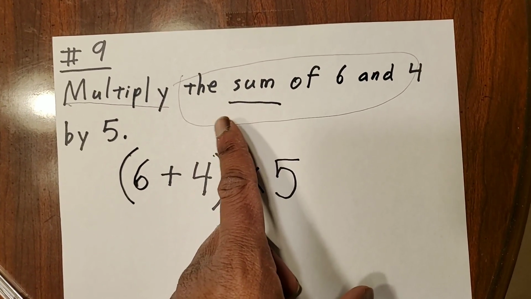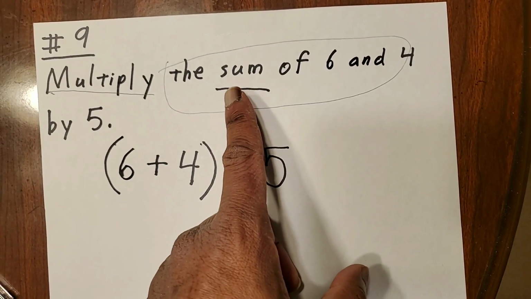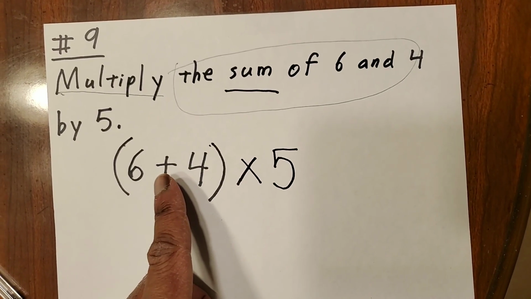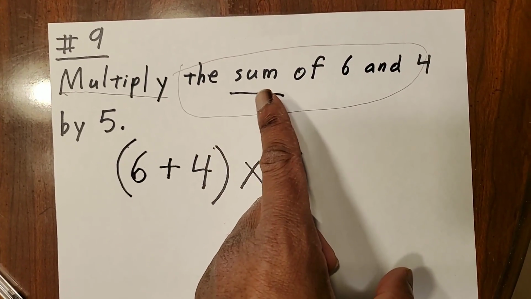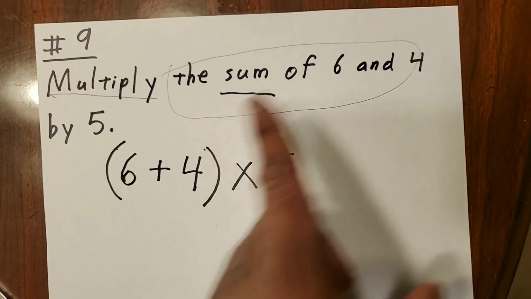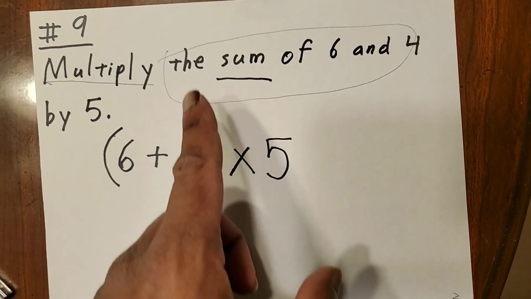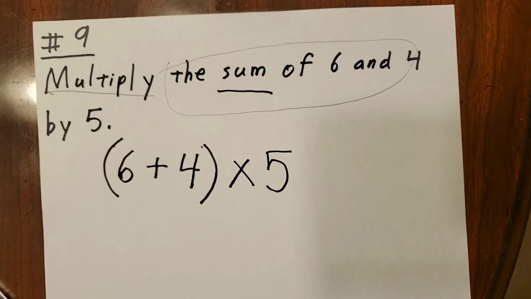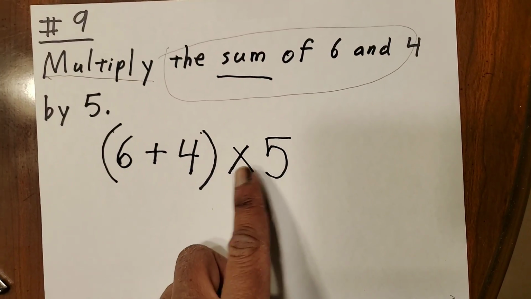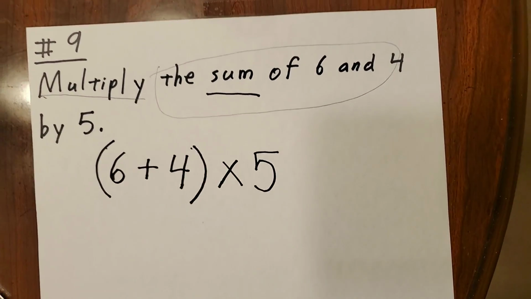What did it say to multiply? The sum of 6 and 4. It says sum. So what's going to go in here? The addition sign. And what are we going to add? The sum of 6 and 4. So 6 and 4 goes here. So multiply the sum of 6 and 4 by what? By 5. So let me read it one more time. Multiply the sum of 6 and 4 by 5.